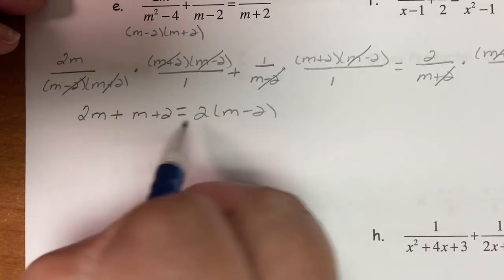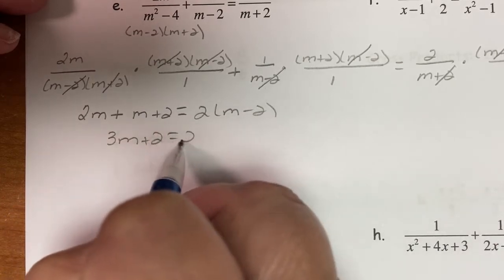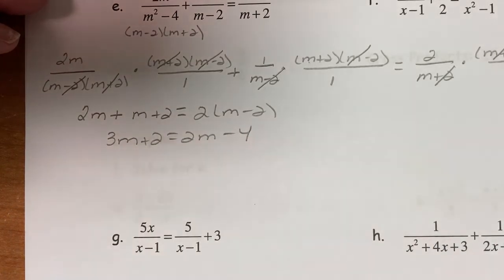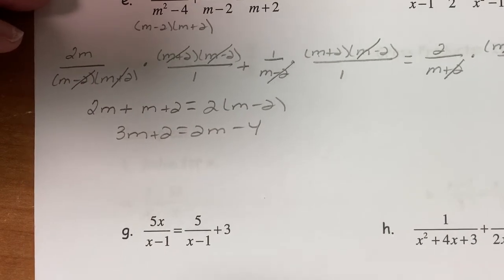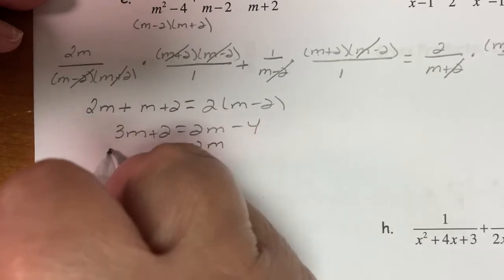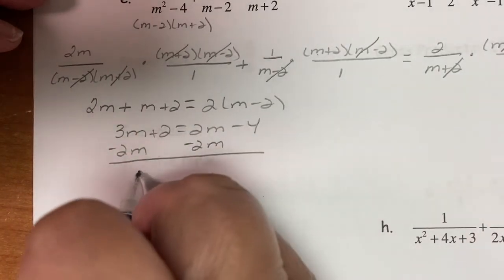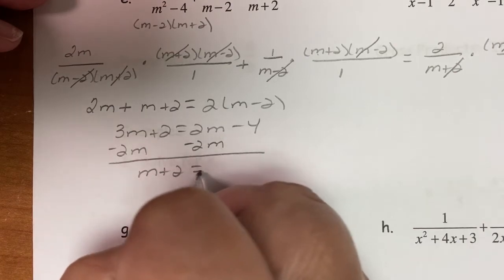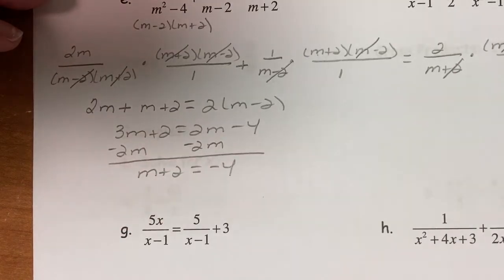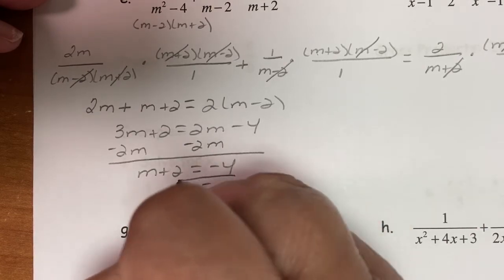So let's combine like terms and distribute. So I'm going to have 3m plus 2 equals 2m minus 4. This isn't quadratic, so I'm simply going to bring everything with an m to one side. I'm going to subtract 2m from both sides, giving me m plus 2 equals negative 4. And if I subtract 2 from both sides, I'm going to get m equals negative 6.